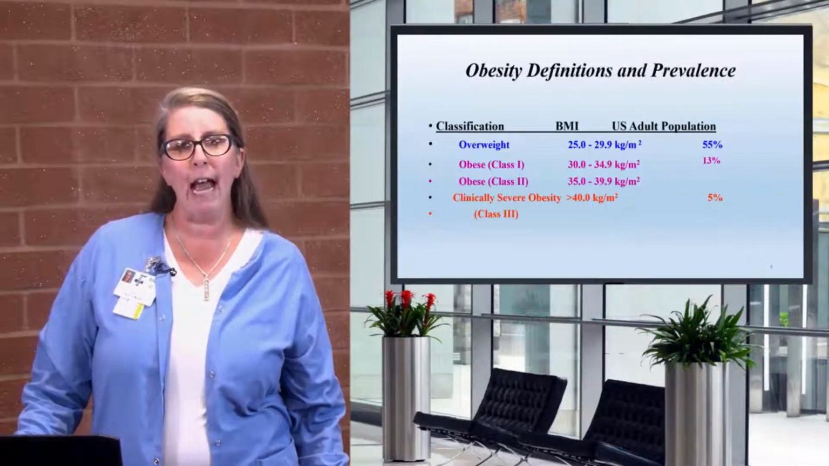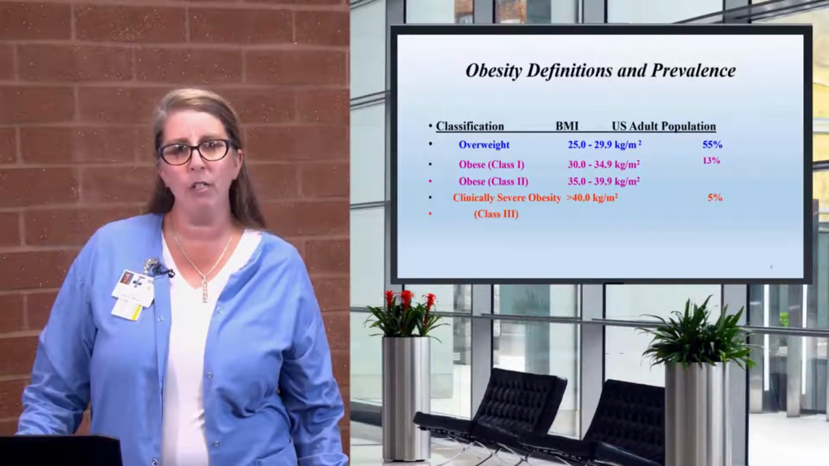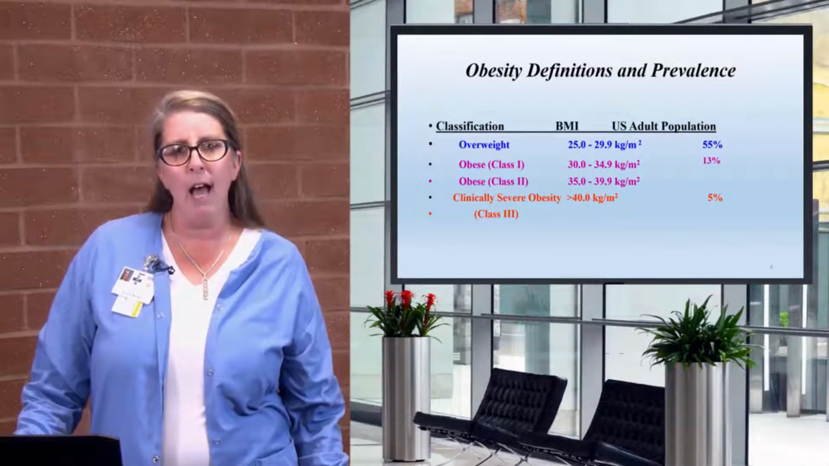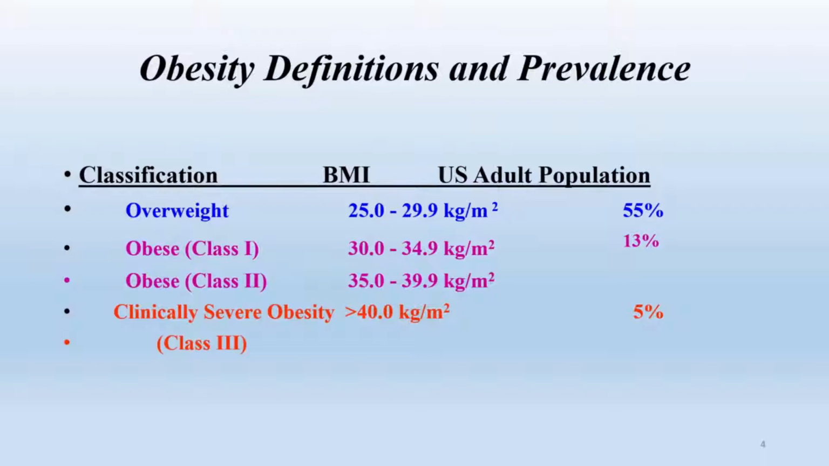So these are the different categories or classifications of overweight and obese. A BMI of 25 to 29.9 is considered overweight. Class 1 obesity starts at a BMI of 30 and goes to 34.9. Class 2 obesity, or severe obesity, is a BMI of 35 to 39.9.